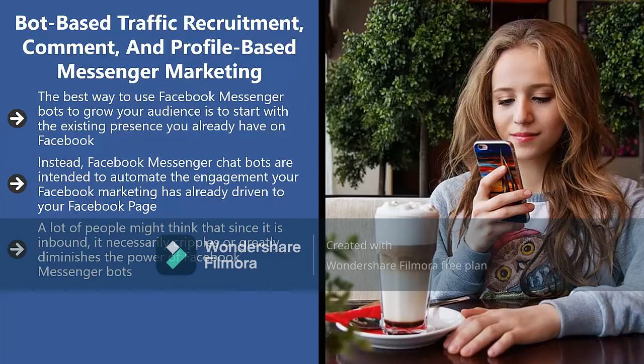A lot of people might think that since it is inbound, it necessarily cripples or greatly diminishes the power of Facebook Messenger bots. Actually, it doesn't. It actually increases the likelihood that your visitor would have a favorable view of your brand.